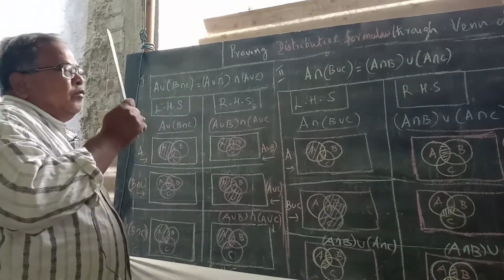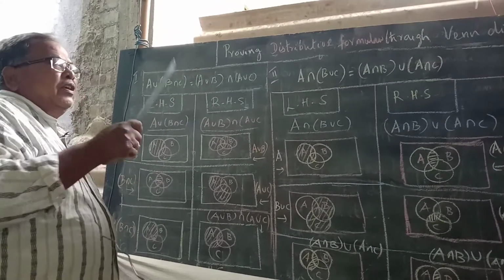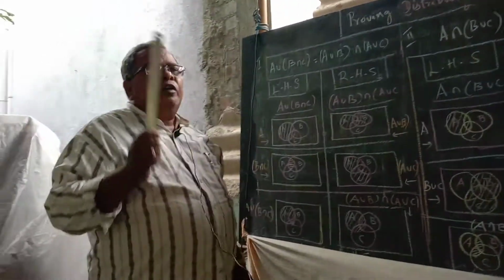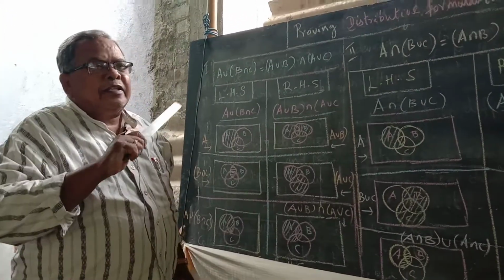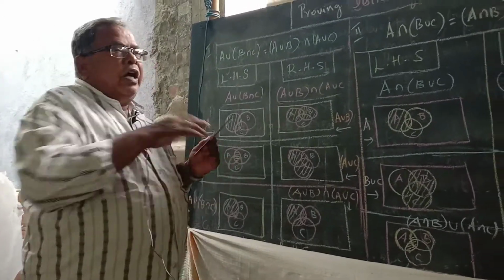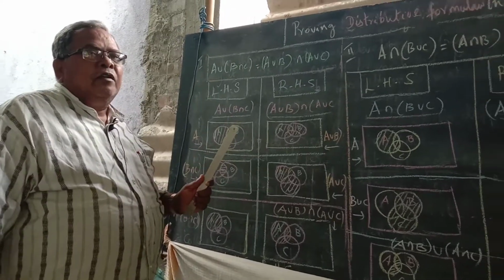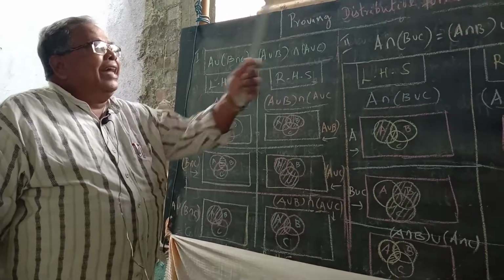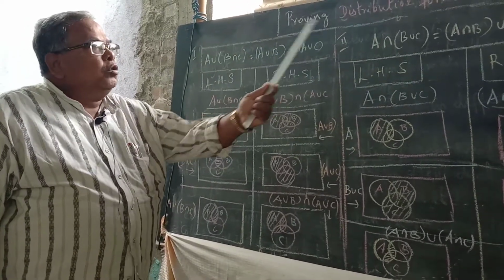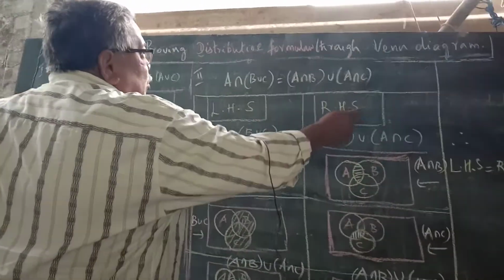Now, so far we have discussed in set language, we have proved some different kinds of formulas, that is commutative formula, associative formula, distributive formula. In such kind of formulas, we have proved through set language. Now, we are going to prove the same formulas through Venn diagram, proving the distributive formula through Venn diagram.